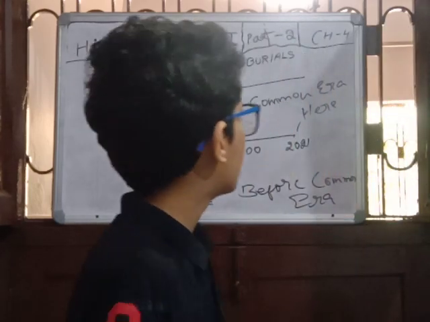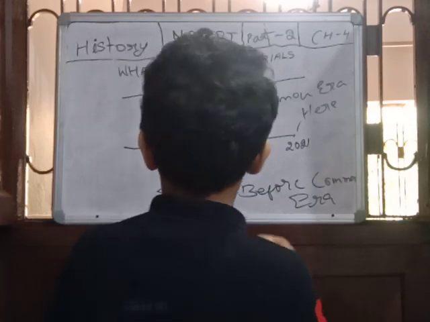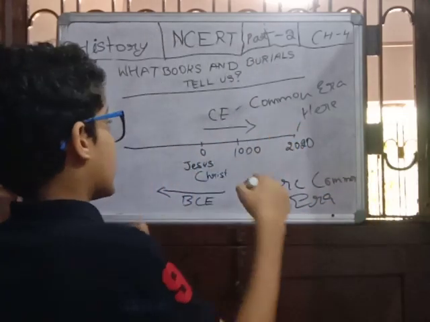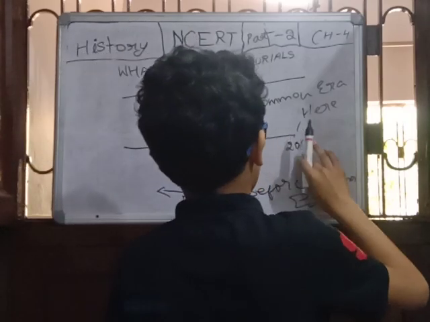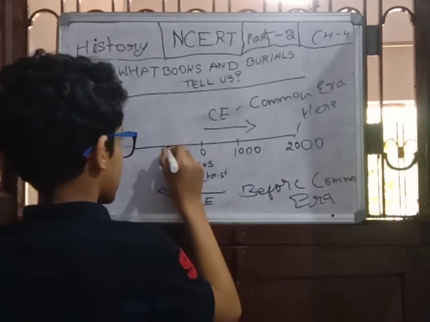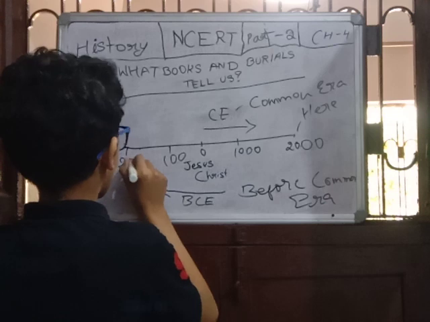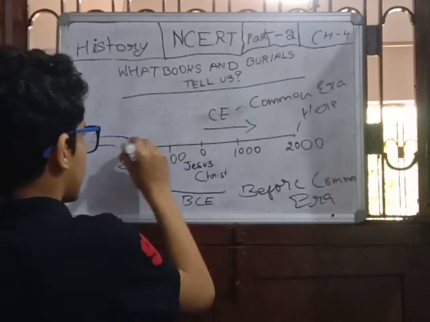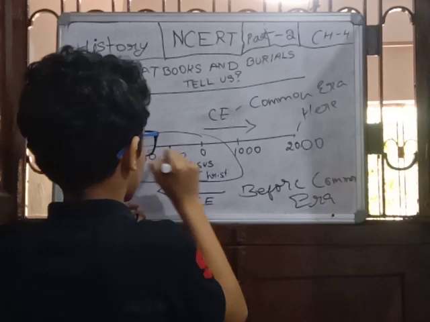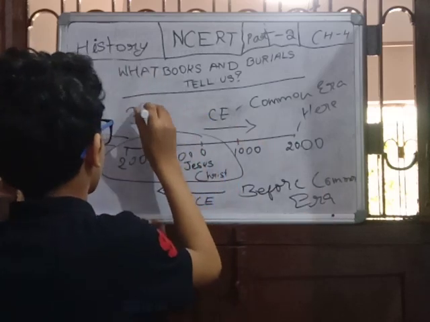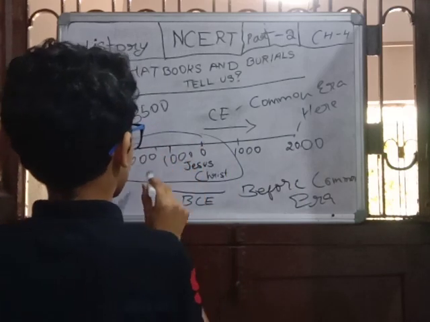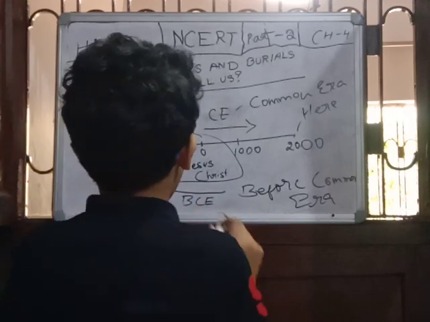Now, 3500 years ago. To make it easy, we are not going to take 2021, we are going to take 2020, or let's just take 2000. When we go here, we find 1000 and 2000 and so on. So 3500 years ago is 2000 years till here, and then 1500 more, so in BCE we will count it as 1500 BCE.